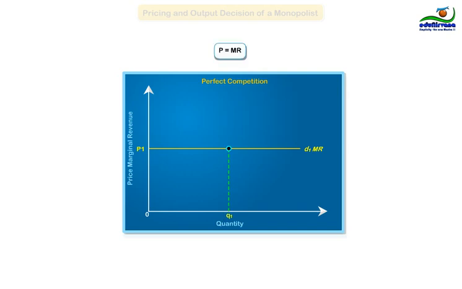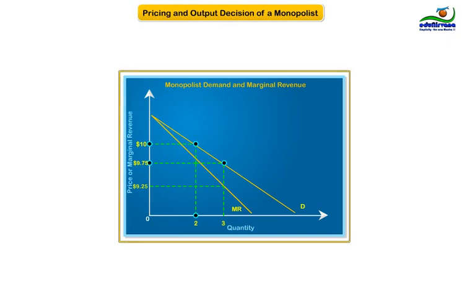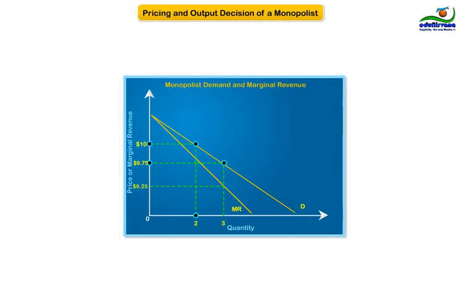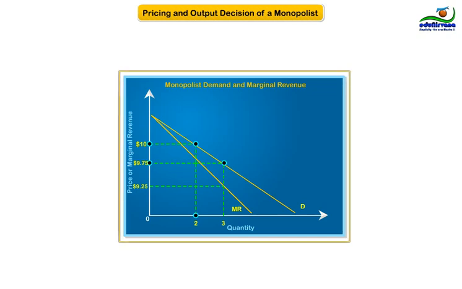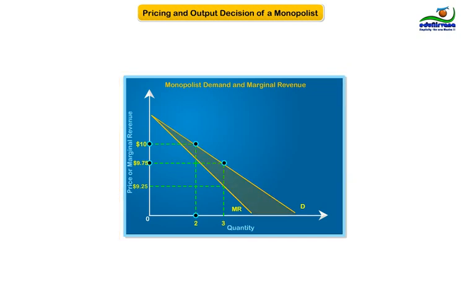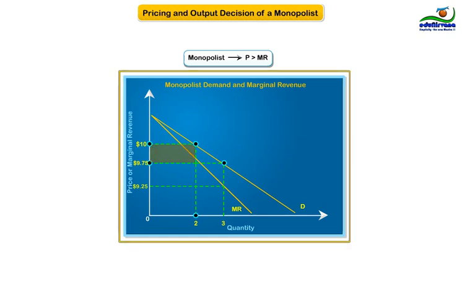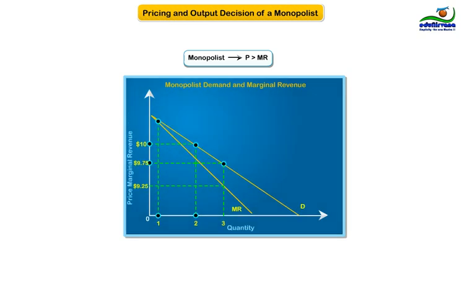In perfect competition, the firm's demand curve is the same as its marginal revenue curve. In monopoly, the firm's demand curve is not the same as its marginal revenue curve, but rather lies above its marginal revenue curve. The demand curve plots price and quantity, P and Q. The marginal revenue curve plots marginal revenue and quantity, MR and Q. Because price is greater than marginal revenue for a monopolist, its demand curve necessarily lies above its marginal revenue curve.